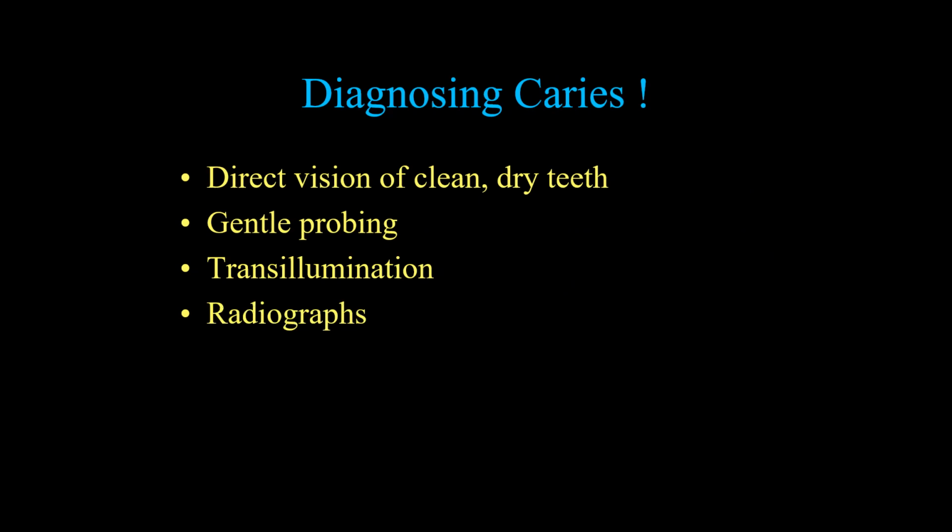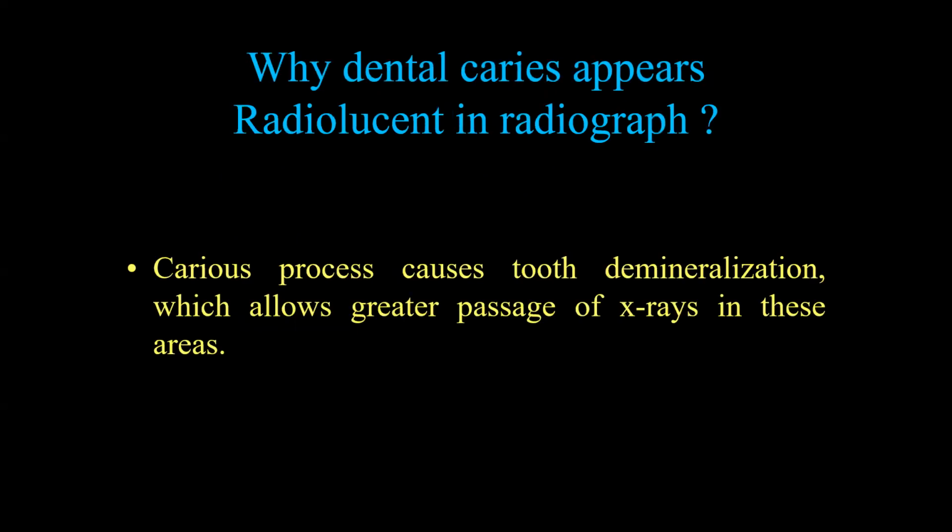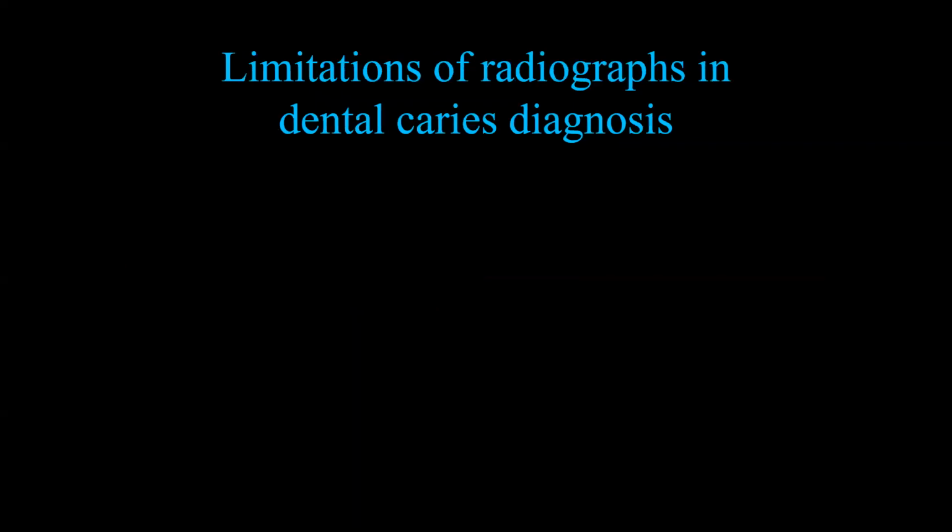Following all these, we can go in for radiographs. Radiographs in some cases give us a better picture of a carious lesion. So how do we see caries on a radiograph? In radiographs, usually a carious lesion appears dark or radiolucent. This appears radiolucent because caries causes the tooth to demineralize. When demineralization is happening in the tooth, it allows greater passage of X-rays, and when greater X-ray passes through an area, that area appears dark or radiolucent.